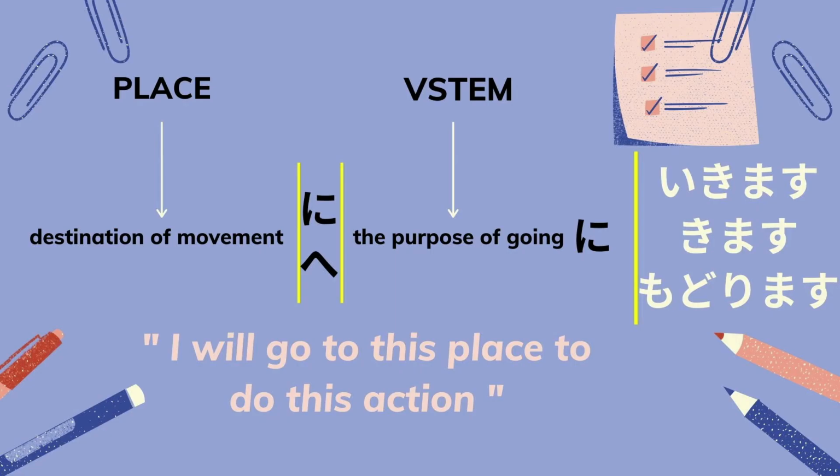Anong pattern ang susundin natin para sa purpose of going? Una is destination of movement, pertains to the place, followed by particle ni or e. Then the purpose of going, which is the verb stem. For example, kanina, taberu naging tabe. Then followed by particle ni and the verbs ikimas, kimas, or modorimas. So, ang English niyan is, I will go to this place to do this action or to perform this action.